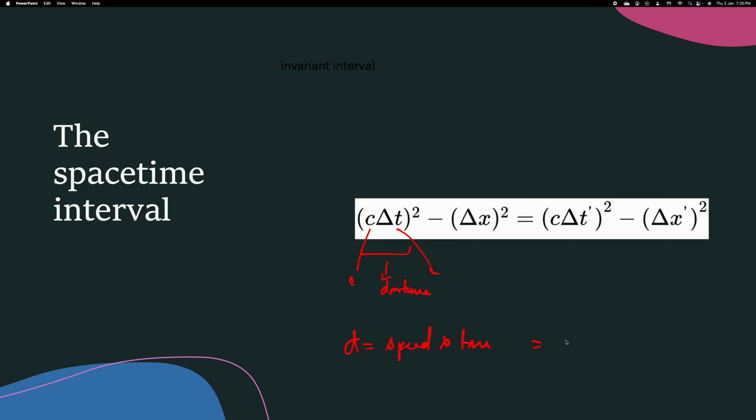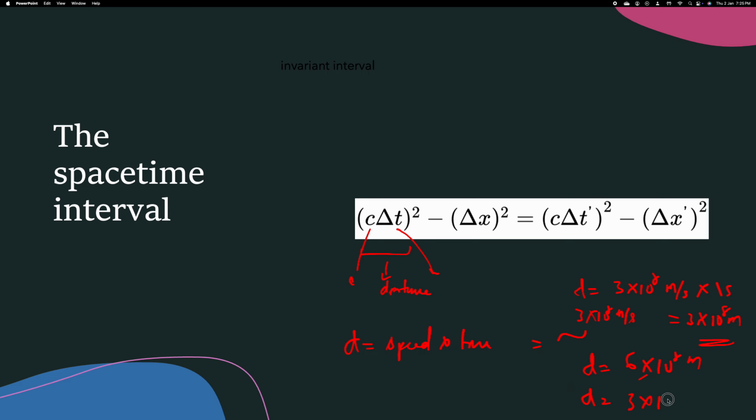I'm talking about a photon moving at a speed of 3 times 10 to the power of 8 meters per second. How much distance will that photon travel in 1 second? It is going to be 3 times 10 to the power of 8 meters per second multiplied by 1 second. So it must have traveled a distance of 3 times 10 to the power of 8 meters. If I ask how much distance the photon has traveled in 2 seconds, it would be 6 times 10 to the power of 8 meters. And how much distance has the photon traveled in time t seconds?